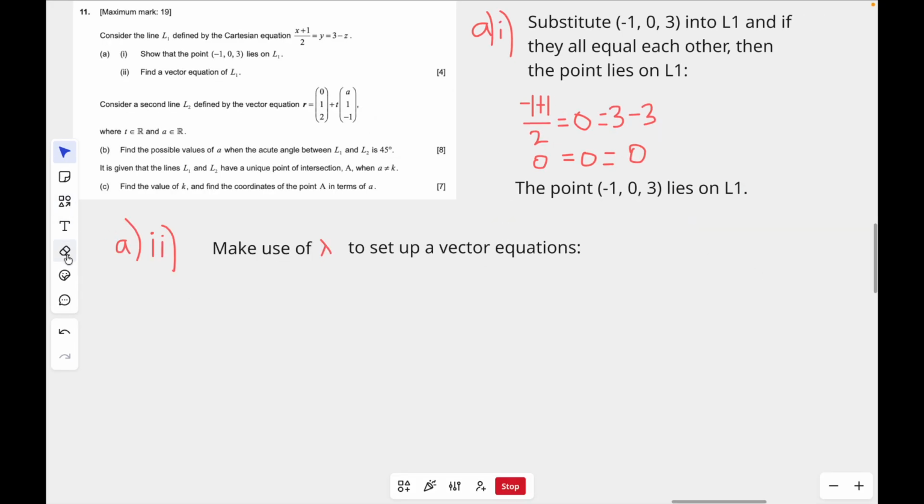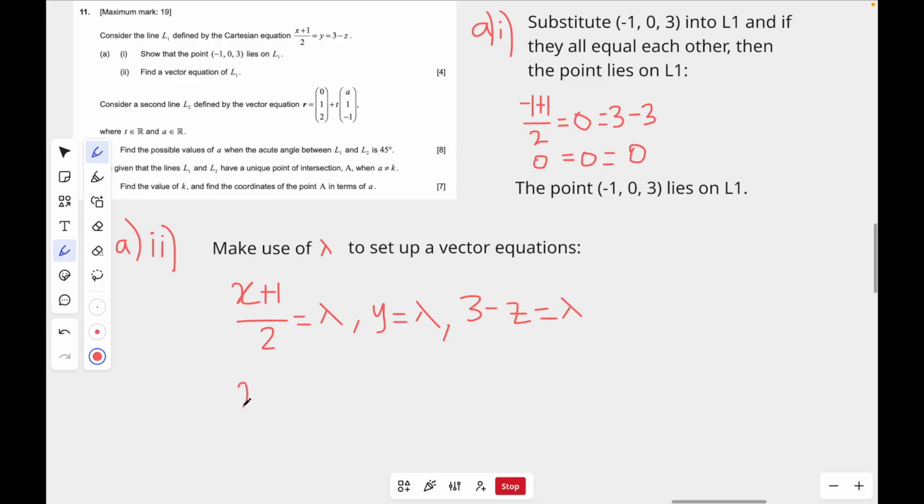For the second part of part A, we can set up a vector equation using lambda, and set each of the three equations equal to lambda, and make x, y, and z the subject for each of the equations. So for x, we have (x plus 1) over 2 equaling lambda, and if we make x the subject, we end up with x equaling 2 lambda minus 1. For y, since y equals lambda, nothing needs to be done, and for z, we have 3 minus z equaling lambda. Making z the subject results in z equaling 3 minus lambda.